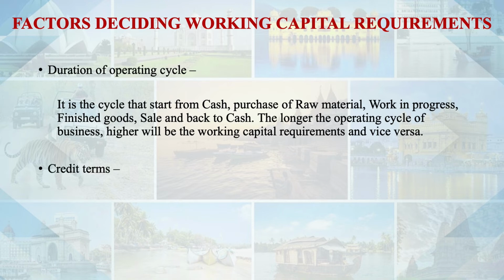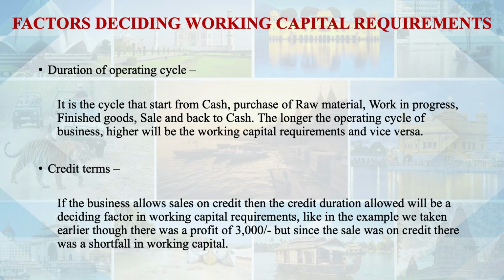Then the next part is credit terms. There are certain businesses which sell on credit. Now what are the credit terms? In the example that we have taken, the 10,000 good was sold for 13,000, but it was sold on credit, and the credit term was that the buyer will make the payment within 1 month. So there was a shortfall in the working capital. So if the business is selling on credit, then the credit terms or the credit duration will specify the working capital requirements. The longer the credit duration, the higher the requirement for working capital.